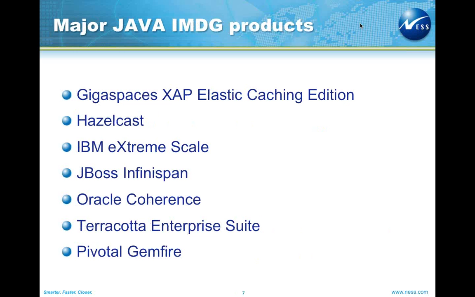So next, I would just list out the Java IMDG products that are available in the market. Some of them are open source with commercial features. Some others are completely commercial. To start with, we have GigaSpaces, Hazelcast, IBM Extreme, JBoss InfiniSpan, Oracle Coherence, Terracotta, and Pivotal Gemfire. I would be explaining the key architectural concepts based on some of the implementations from these products. We have a spec for Java IMDG implementation, that is JSR 347, and JBoss InfiniSpan is the reference implementation. So we would be quoting most of our examples, if not all, from them.